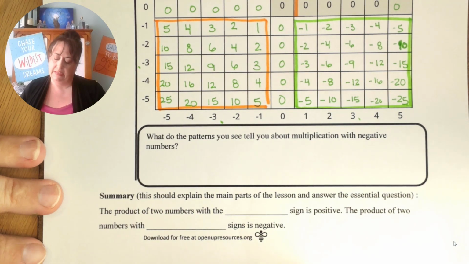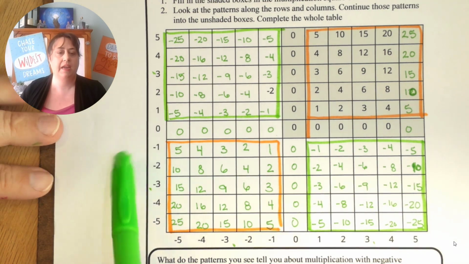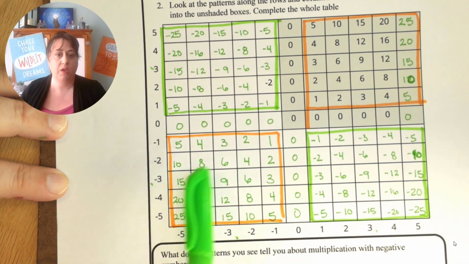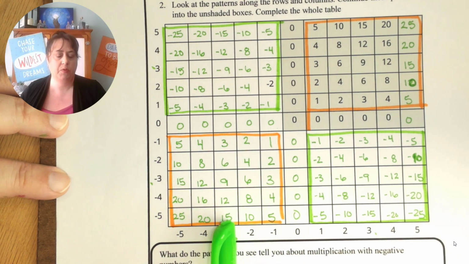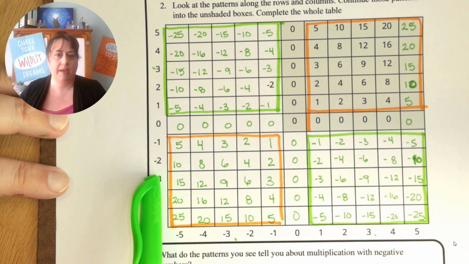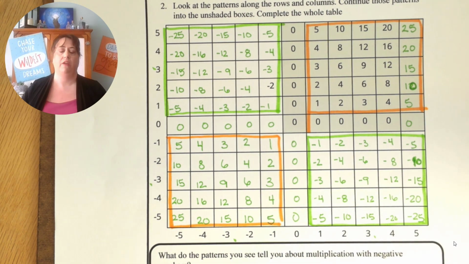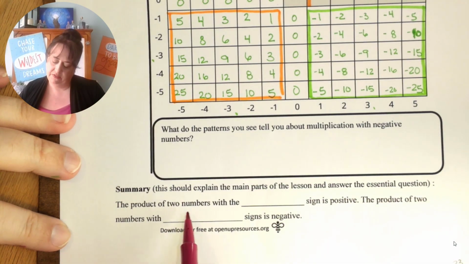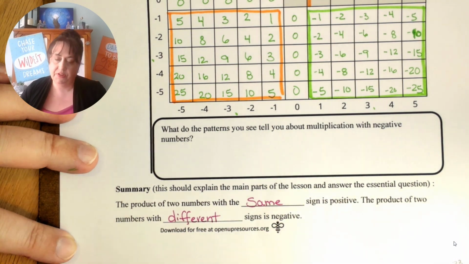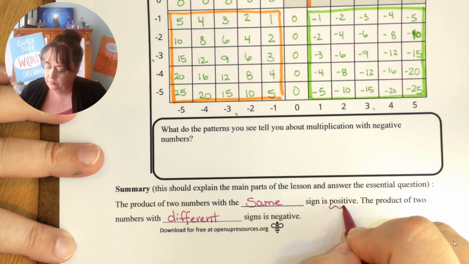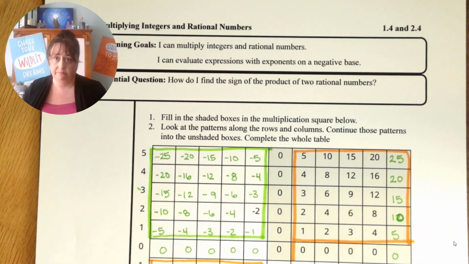What do the patterns you see tell you about multiplication with negative numbers? When you multiply by a negative number, you can get positive or negative answers. You get positive numbers when you multiply by another negative number. You get negative answers when you multiply by a positive number. So there you have it. You just made a rule. The product of two numbers with the same sign is positive. The product of two numbers with different signs is negative. That's kind of today's entire thing right there in a nutshell.